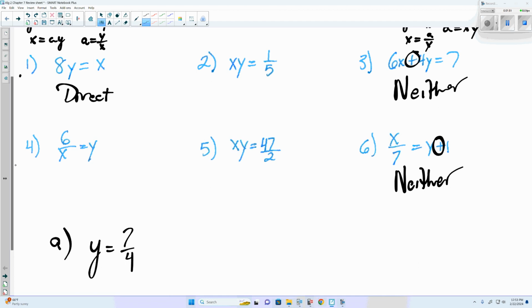Now I added one here. What would this one be? Y equals 7 over 4. It would not be inverse. What do all of them have to have? What do all the others have? Two main things. X and Y. What does that one not have? X.